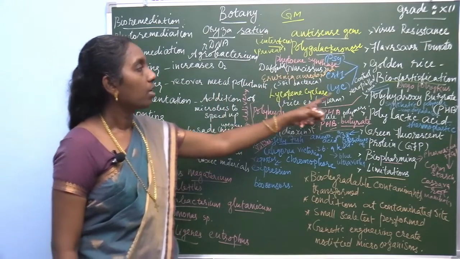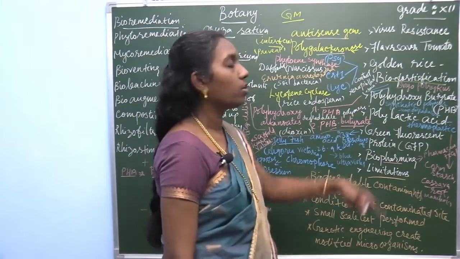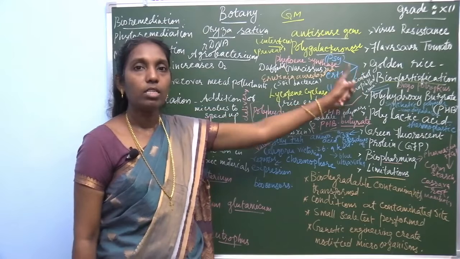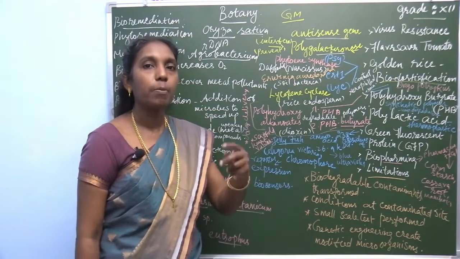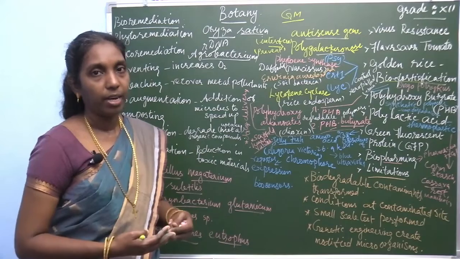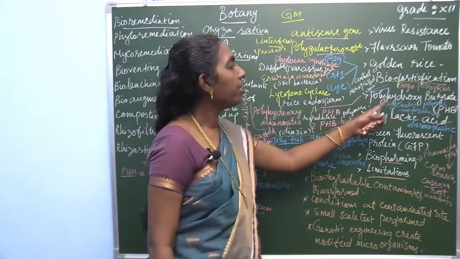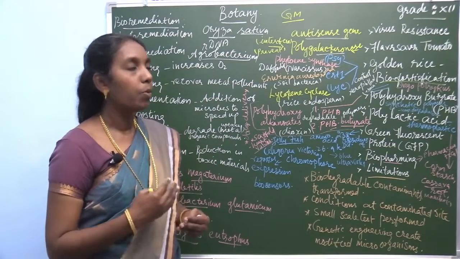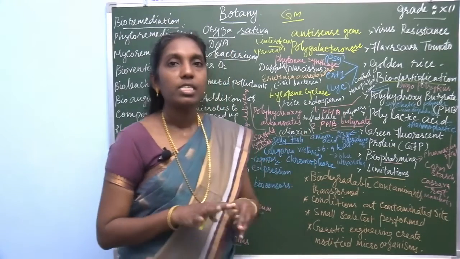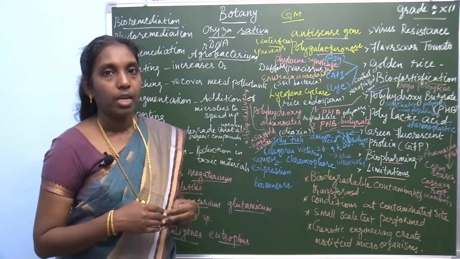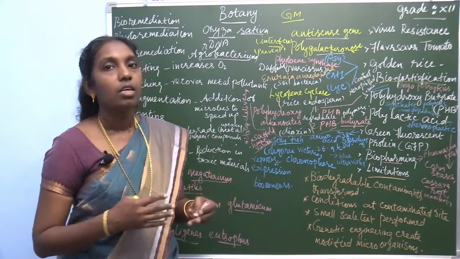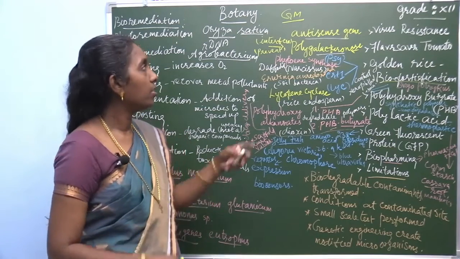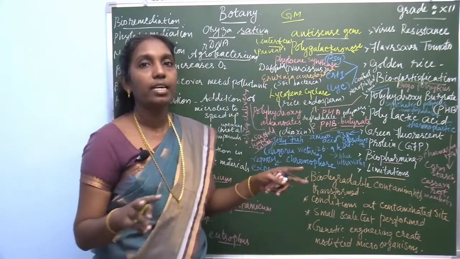Then let us see the next topic, polyhydroxybutyrate. Not only plants can be modified, there are some microbes that can be modified. Polyhydroxybutyrate is a synthetic polymer. A synthetic polymer is a non-degradable polymer. The non-degradable polymer can be changed by genetic modification to a degradable polymer.